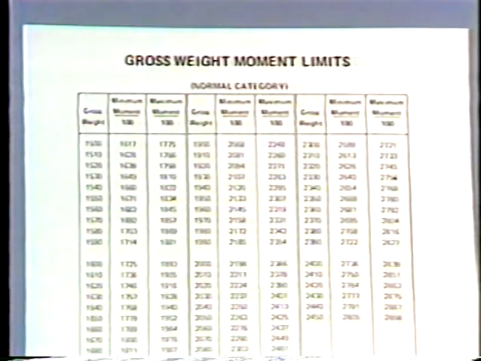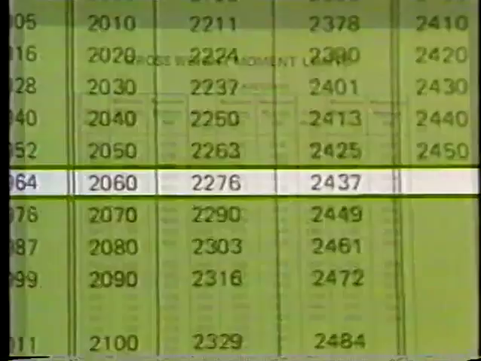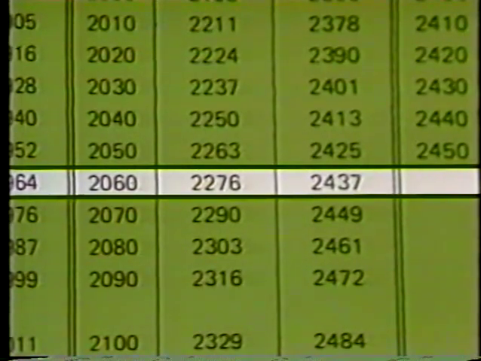The gross weight moment limits chart in the pilot's operating handbook establishes limits for the gross weight of 2,060 pounds to be the following. Forward moment, 2,276. Aft moment, 2,437. Our calculation should fall somewhere between these two numbers to be within limits.